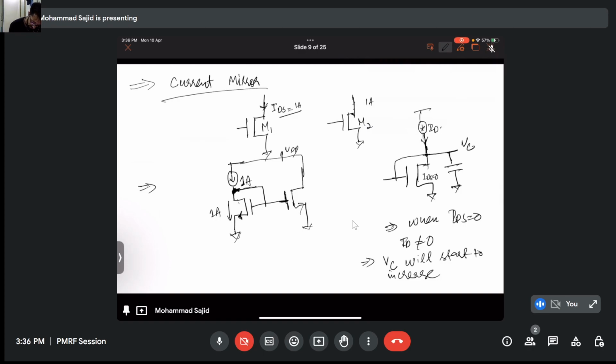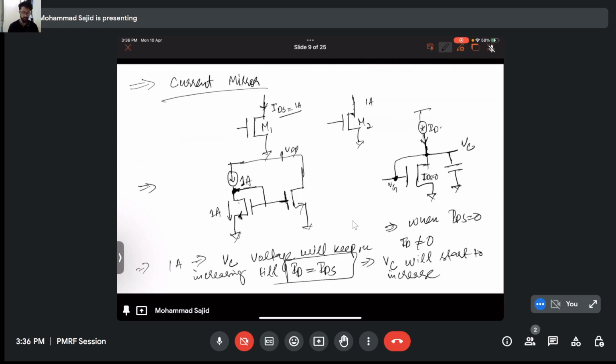So as ID is fixed to 1 ampere, and corresponding to that 1 ampere, the capacitor voltage will keep on increasing till it turns the device on. See here, if VC will go on increasing, it will increase the VG as well, right? And once it increases, it will reach the threshold voltage and the current starts to increase here as well. So since the current will start increasing, then VC voltage will keep on increasing till ID is equivalent to IDS.